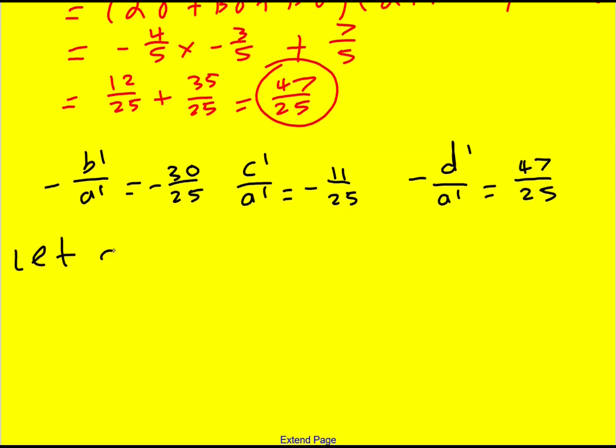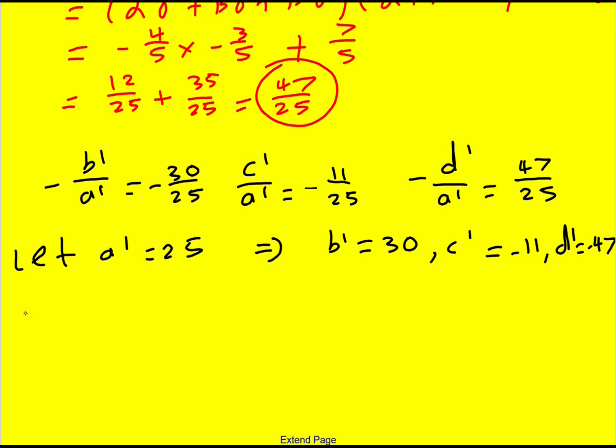Let a dash equal 25, which implies b dash is going to equal 30. So then I get, when I put it in, minus 30 over 25. C dash is then going to equal minus 11, and d dash is going to equal minus 47. So hence 25x cubed plus 30x squared minus 11x minus 47 equals 0.